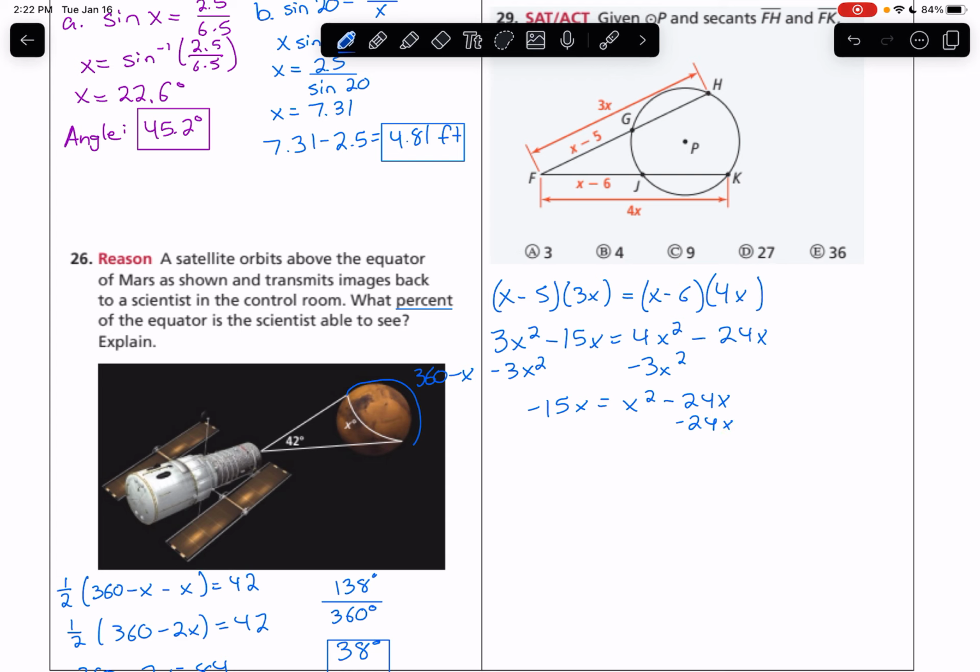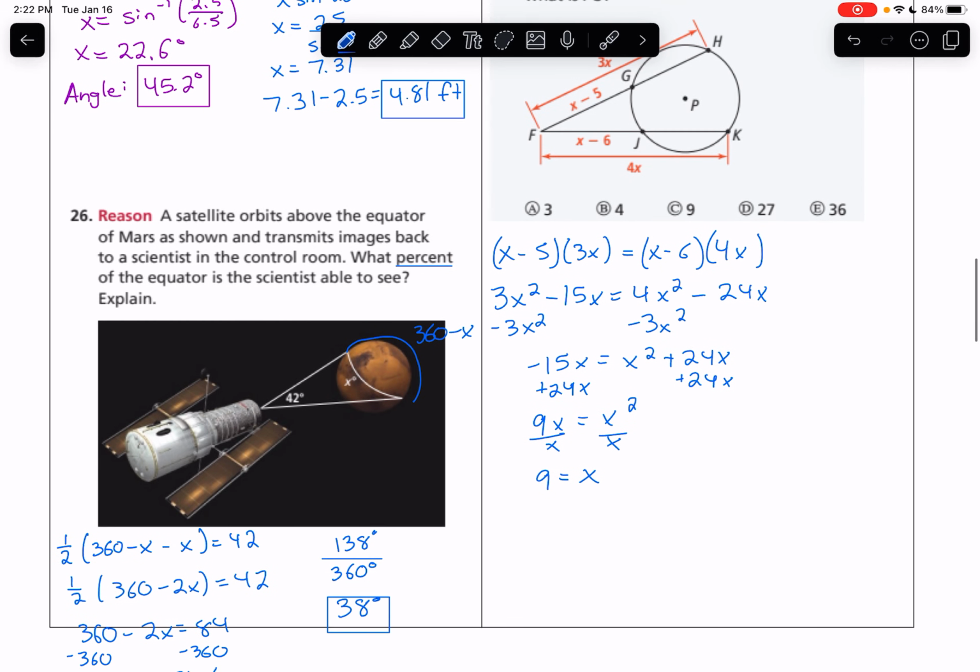We have to add 24x to each side. We get 9x equals x squared. And I can divide both sides by x there. And I get 9 equals x. And so then I just have to plug it in, because we want to know how long FG is. So FG is x minus 5. So 9 minus 5 gives us 4. So FG equals 4, or answer B.